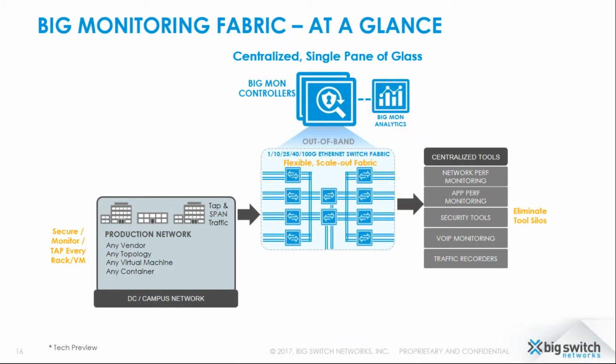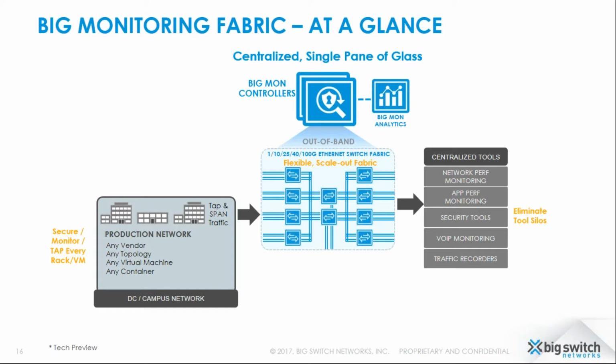So if we look at a breakdown of the fabric and its different components, what we typically do is, on the bottom left of the slide, we see the production network. You can take a tap of your existing network, or a span, and feed it into our fabric on the left. And then as that traffic enters our fabric, we can start to do some cool things with it.